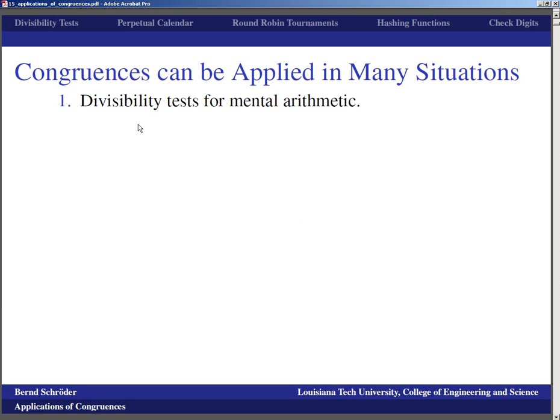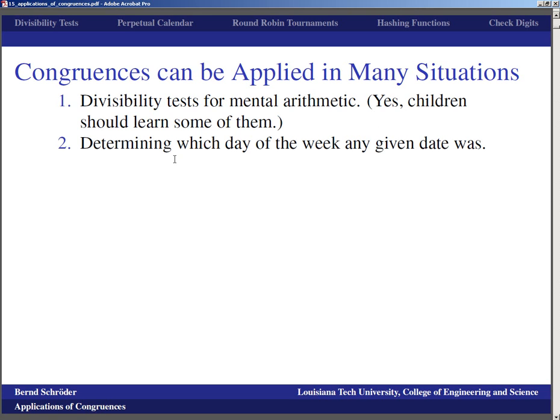Among them are divisibility tests for mental arithmetic, and personal opinion, yeah, children should learn divisibility tests, maybe not in their full abstract glory as we will see them, but certainly at least some of them. Determining which day of the week any given date was, so a perpetual calendar, and that used to be a vaudeville act. At least I remember seeing an act on TV where a guy would just tell people on what day of the week they were born.